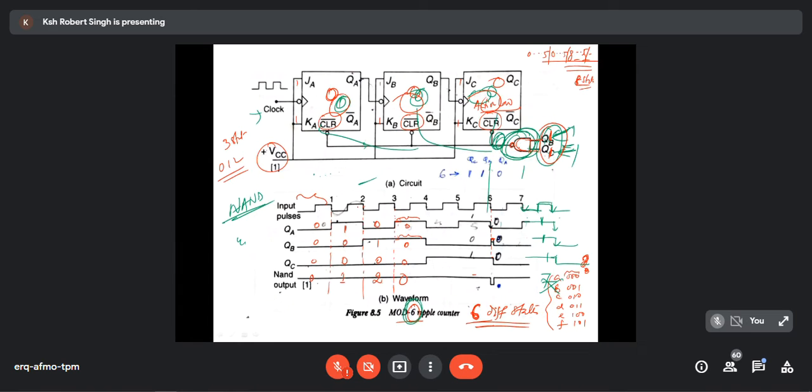Mod 0, 1, 2, 3, 4. Mod 4. If I want to count up to mod 4, what should be the input? Mod 4 means it should come from 0, 1, 2, 3.